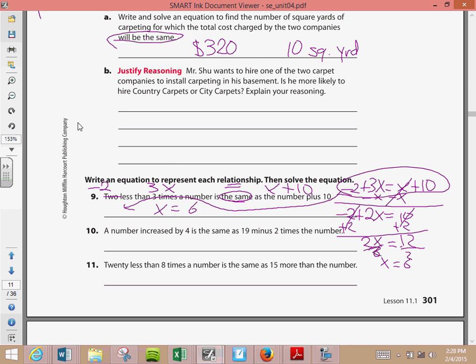So let's read the other one. It says a number, x, right? Because we don't know. What you don't know is always x. A number means it could be any number. It's increased. What does increased mean? By 4. And it's the same as 19 minus 2 times a number. That's what we got: x plus 4 equals 19 minus 2x. Solve it. I'll do it over here.